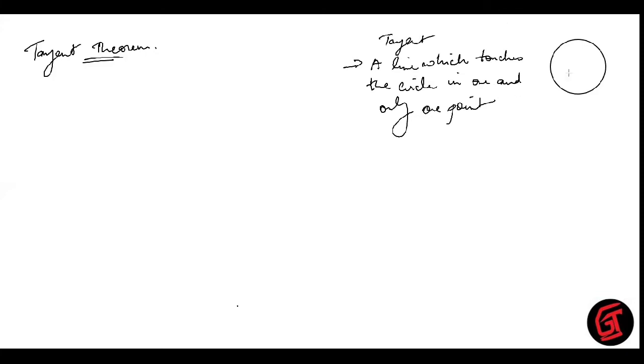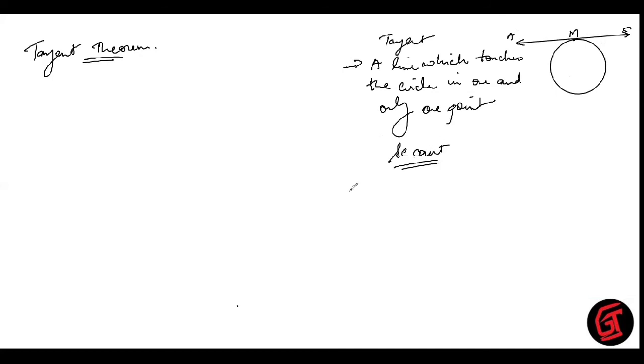Okay, so if you see in this figure, this line is touching the circle at one and only one point. Suppose we name this line as AC. So M is the point of contact. M is called your point of contact. Okay. Similarly, we have one more thing.